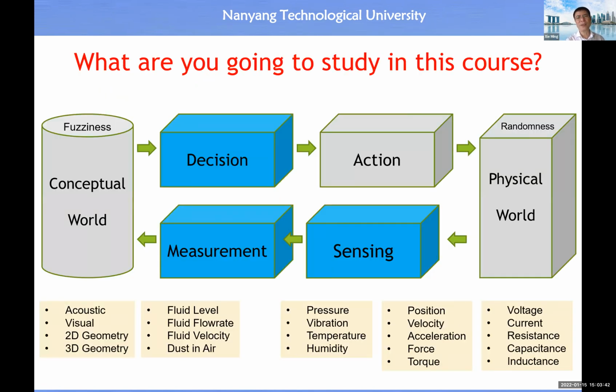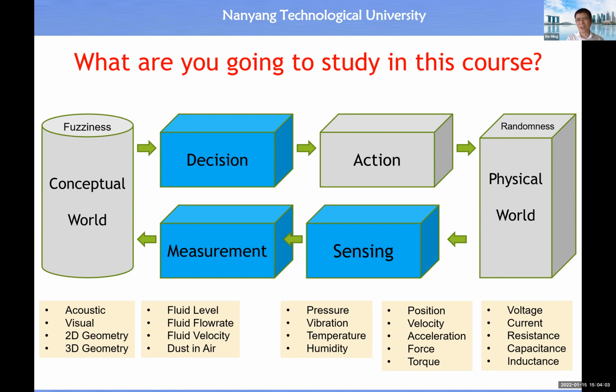Then the next question is about what you are going to learn from this course. Basically, this course will cover the study of the physical principles behind the design of popular sensors in the electric domain, in the mechanic domain, in environmental systems, and also in intelligent systems.